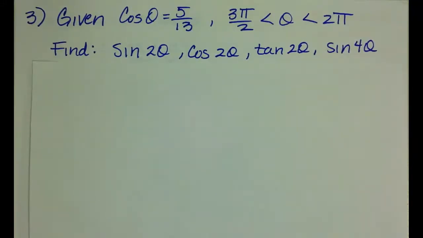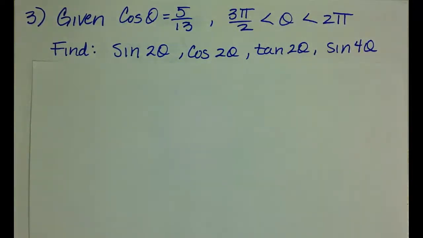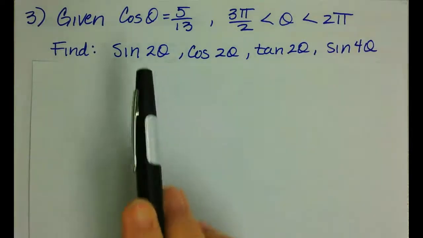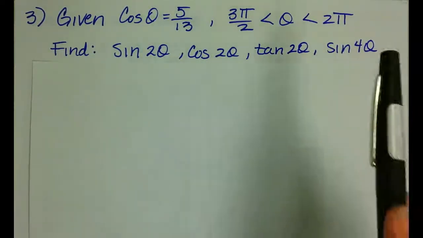Question 3: given cosine of theta equals 5/13 from 3 pi over 2 to 2 pi, so that's a restriction. It's just an inequality notation instead of interval notation. We're going to find these values: sine of 2 theta, cosine of 2 theta, tangent of 2 theta, and sine of 4 theta.